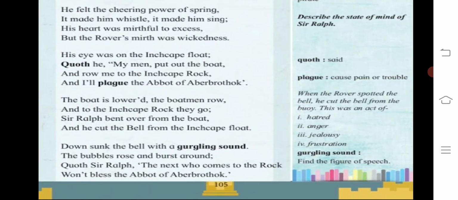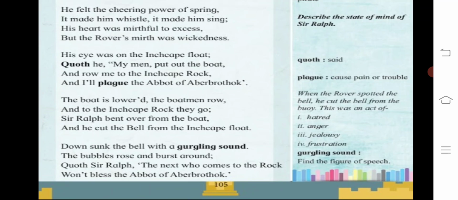He felt the cheering power of spring. It made him whistle, it made him sing. His heart was mirthful to excess, but the rover's mirth was wickedness. His eye was on the Inchcape float.